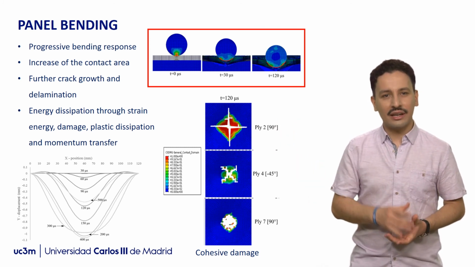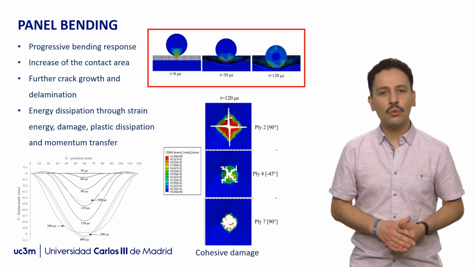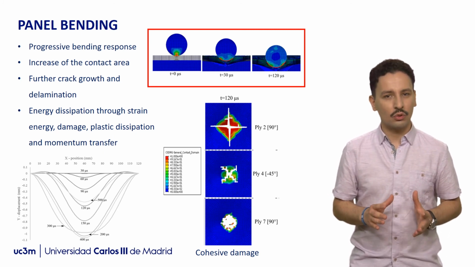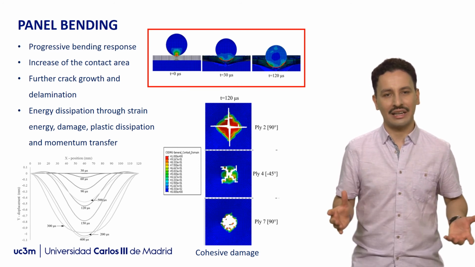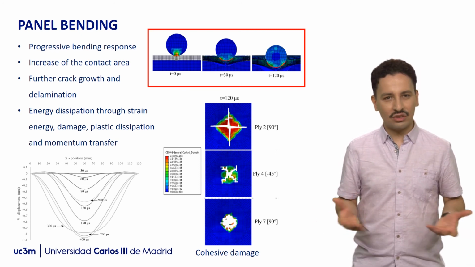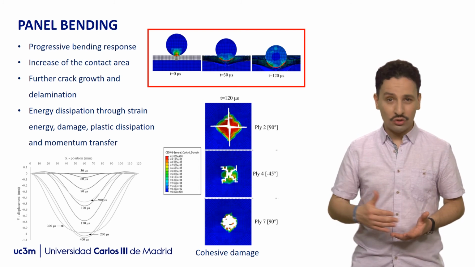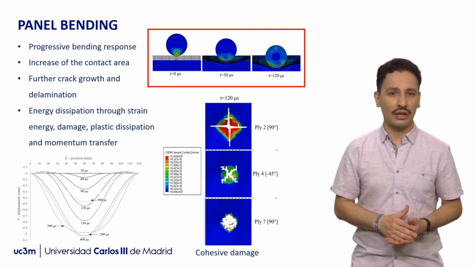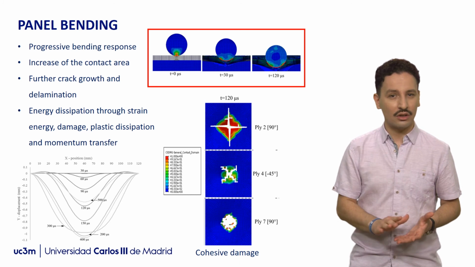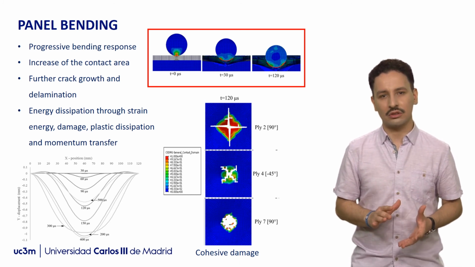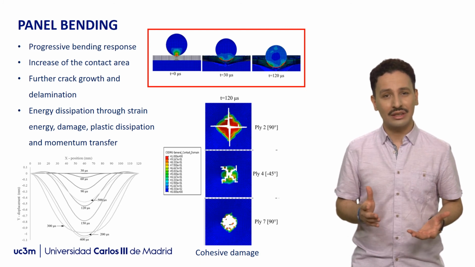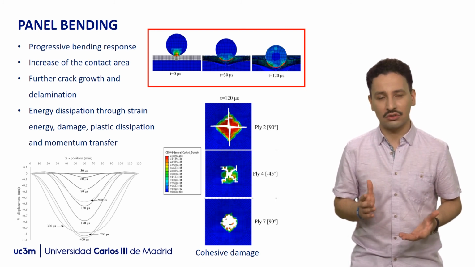The contact area is increased and moves away from the initial contact point towards the lateral region, reaching almost the diameter of the projectile. Intralaminar damage and delamination continue growing, but eventually the rate of growth decreases, reaching a maximum when the projectile has reached the maximum penetration into the panel at around t equal to 120 microseconds.